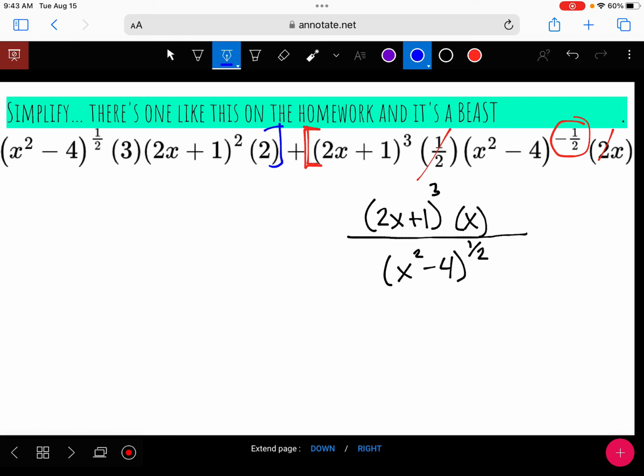So if I need it to have that denominator, we have to multiply by the denominator over itself, so it's 1. It's just gross. Okay, so we're going to take this whole term and multiply it by x squared minus 4 to the 1/2, over x squared minus 4 to the 1/2. I'm multiplying this whole blue chunk by it.